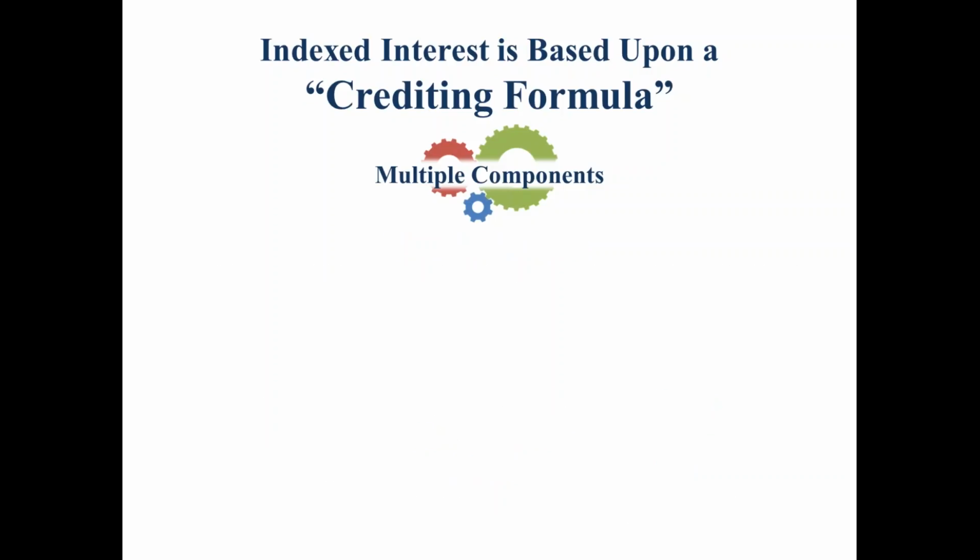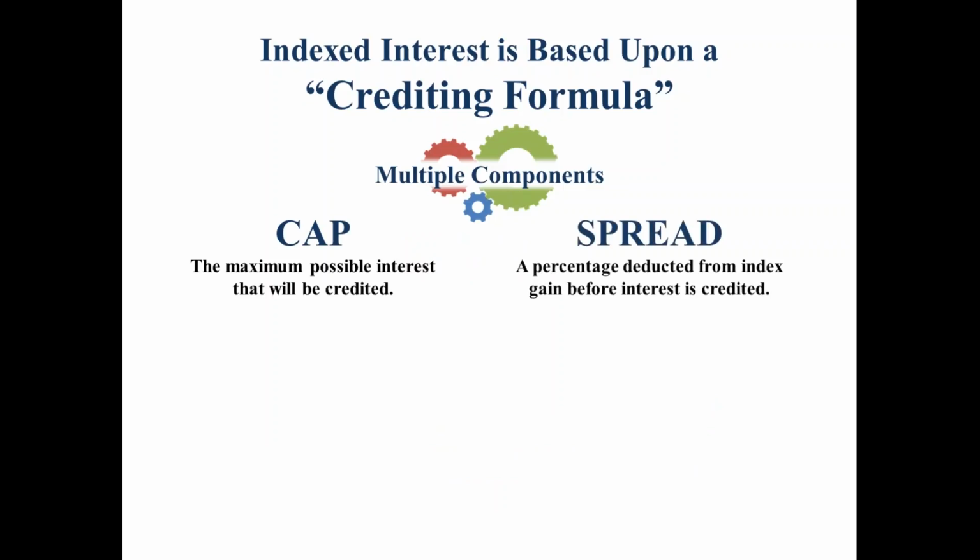Yes, sir. Okay. Now, that brings us into this thing about caps and spreads. Caps and spreads are pretty simple, okay? A cap is simply the maximum possible interest that can be credited. That's it. A spread is the opposite kind of a cap. It is a percentage that's going to be deducted from the index gain before interest is credited. Now, let's look at these side by side so you really understand this. I think of a cap as a hard stop. In other words, if I have a cap, no matter what the index does, I'm not going to get more than the amount of that cap, right?